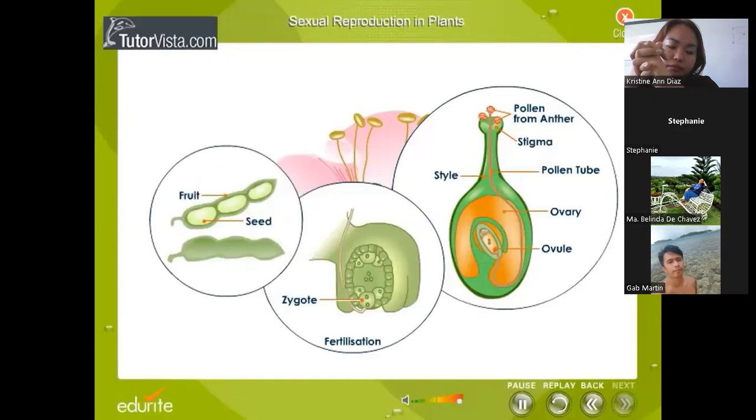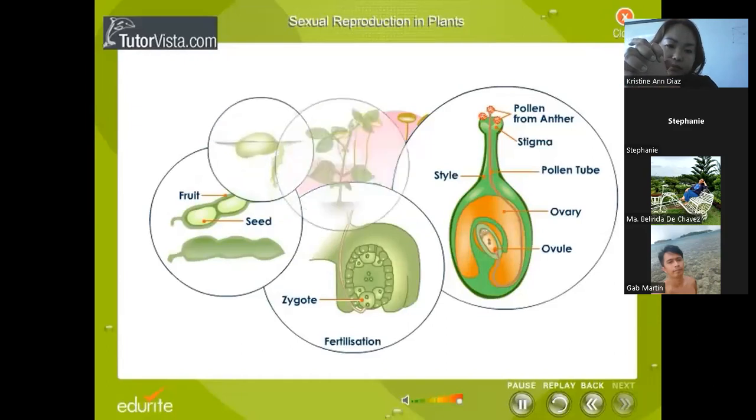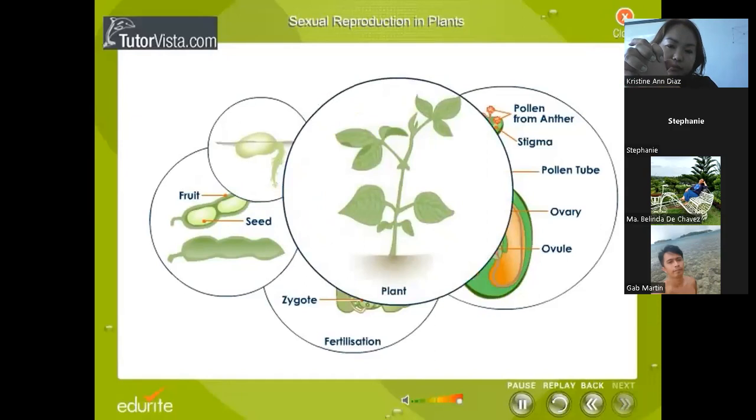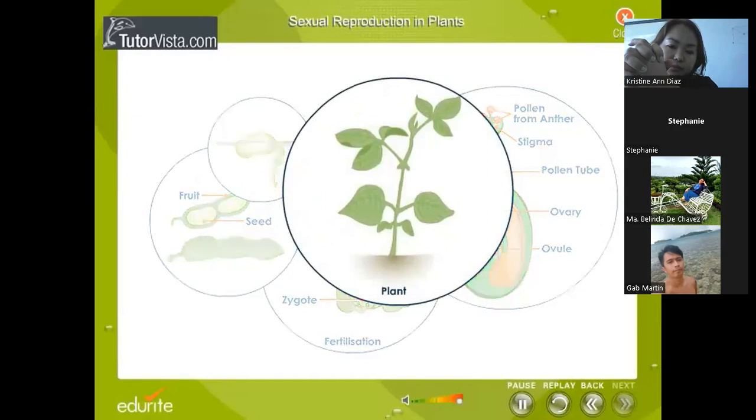After the seeds have formed, the ovary matures to produce fruits. New plants grow from the seeds under suitable conditions. This is the process by which plants propagate themselves.